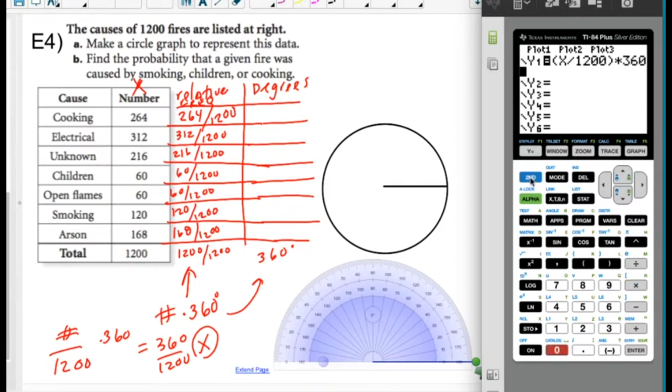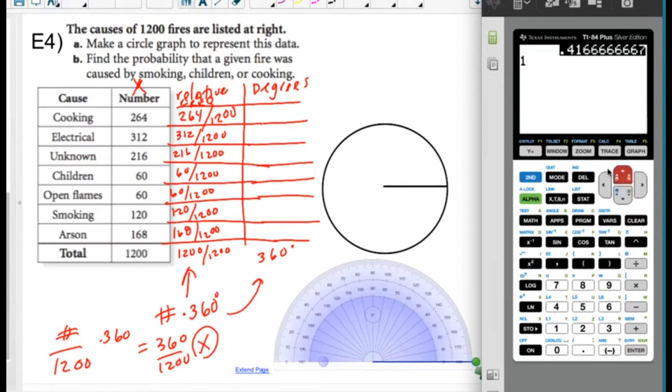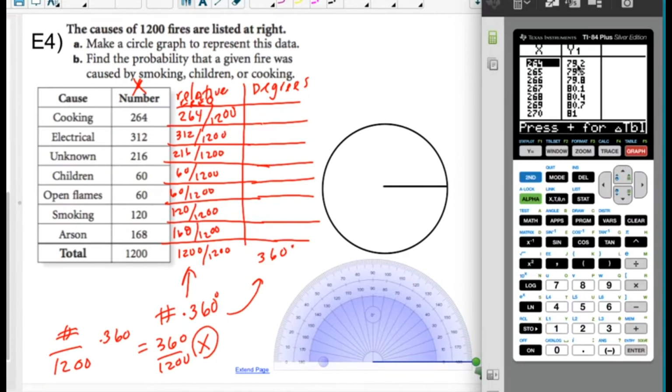Okay, and then I'm going to go to table set, and I'm just going to jump to the number I want. I want 264. And I can go by ones. It doesn't really matter. I'm not going to be changing my table in particular. Sorry, I went down too many. Silly calculator is all glitchy and frozen. Okay, so I'm going to go by ones. Here you go, calculator. Okay, so if I go to table, it's going to give me the 264, and that's a 79.2.